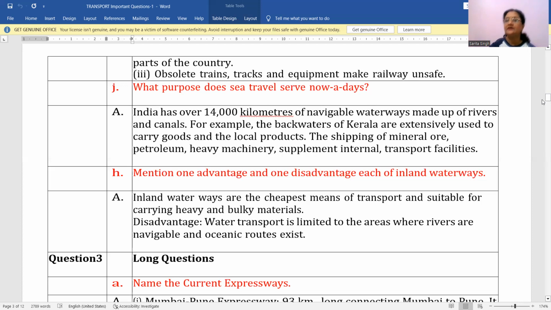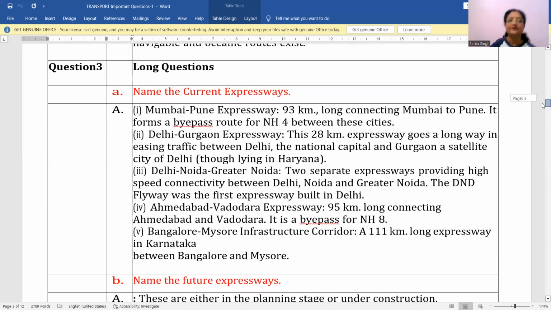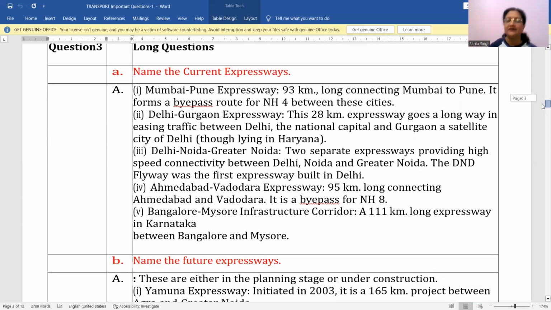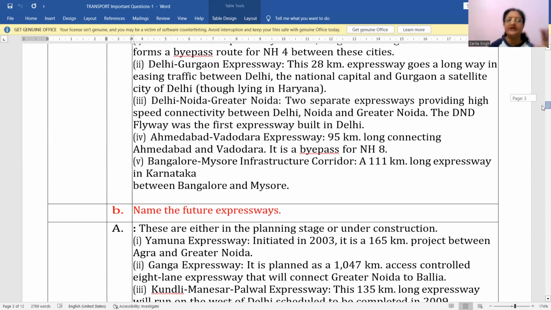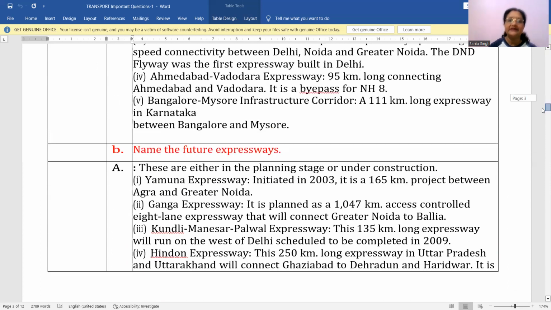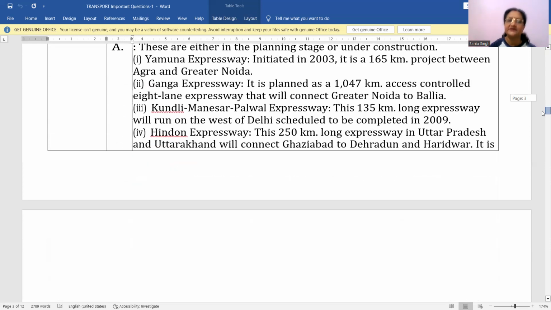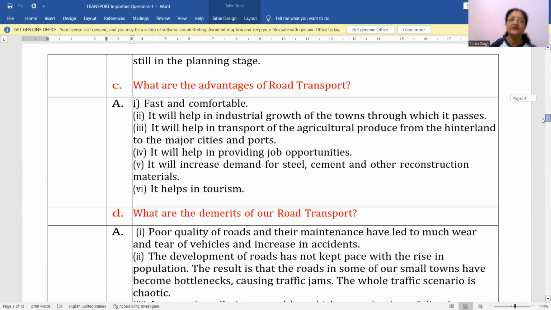Okay. Then come to the next question. Long questions. Name the current expressways. The names of all the expressways are given, but I would suggest that you learn some important expressways well, right? Next, name the future expressways that will be built in the future; their names are given. Okay, what are the advantages of road transport?